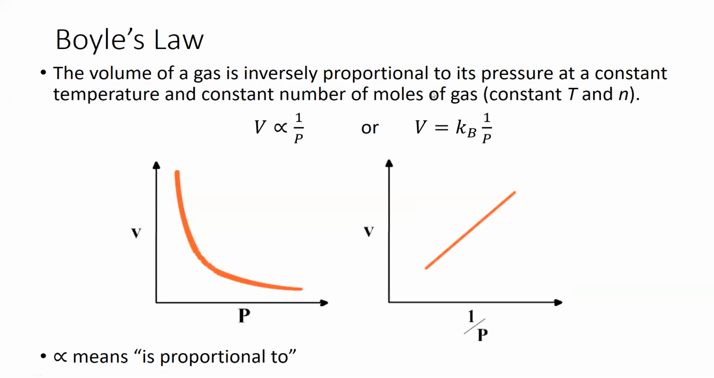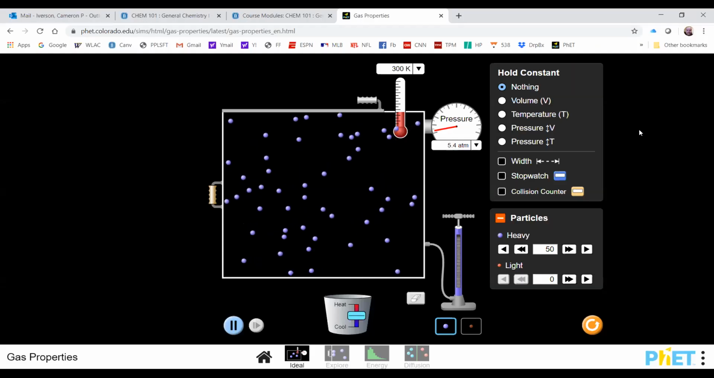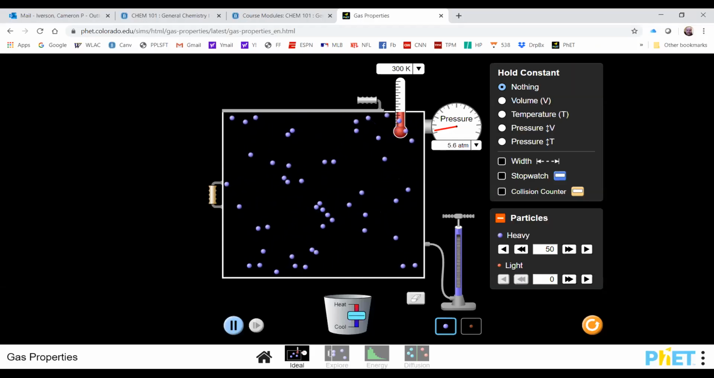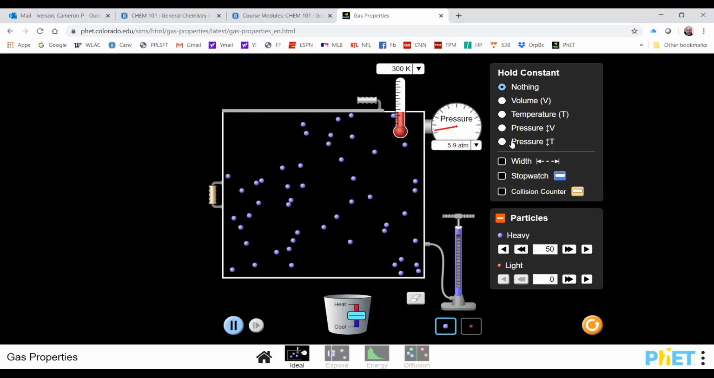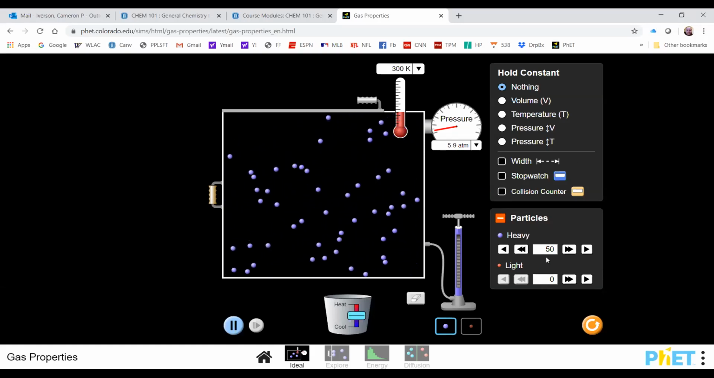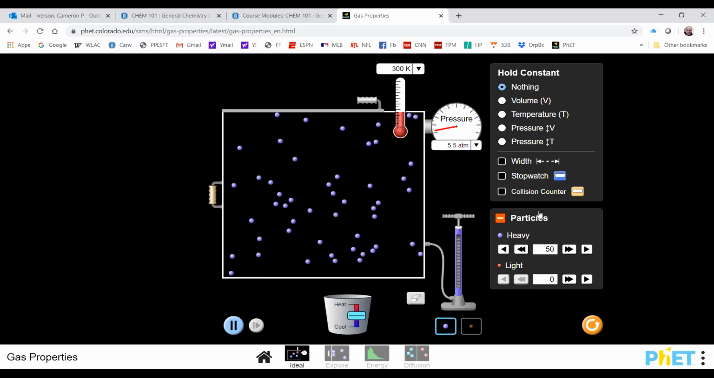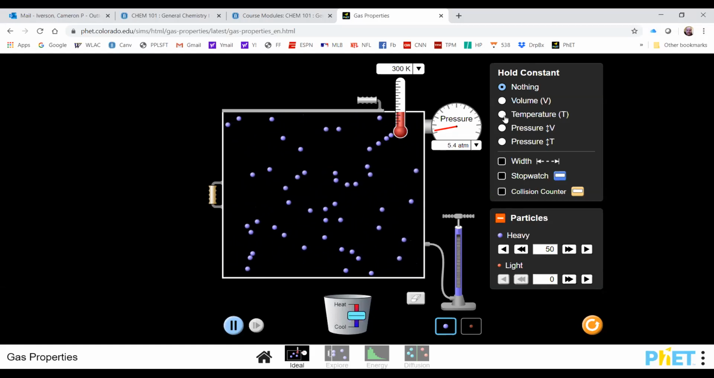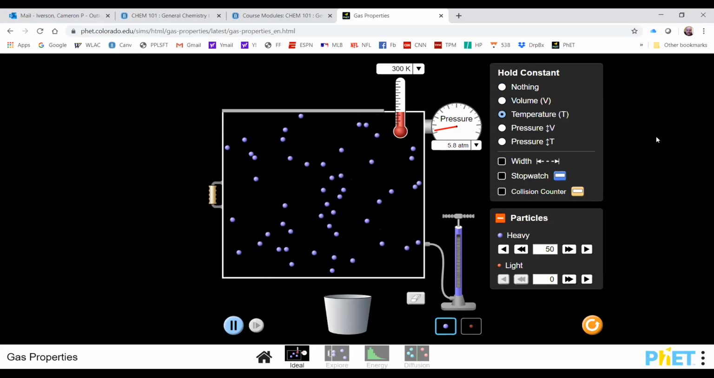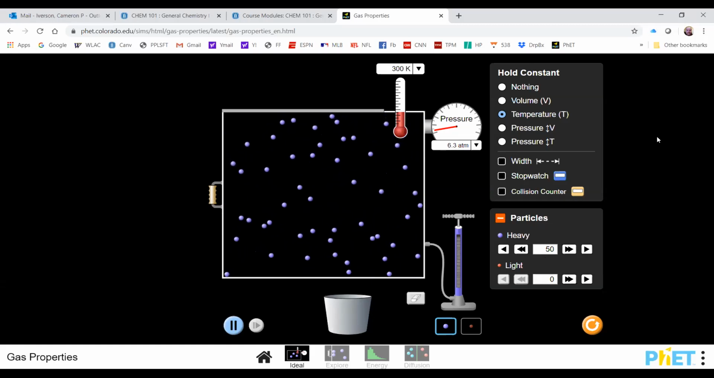So what we're going to do here is go back to our simulation to look at Boyle's law. We have two things that are constant. One of them is the number of particles, so I'm not going to change the number of particles here. I'm also going to hold the temperature of the gas constant.